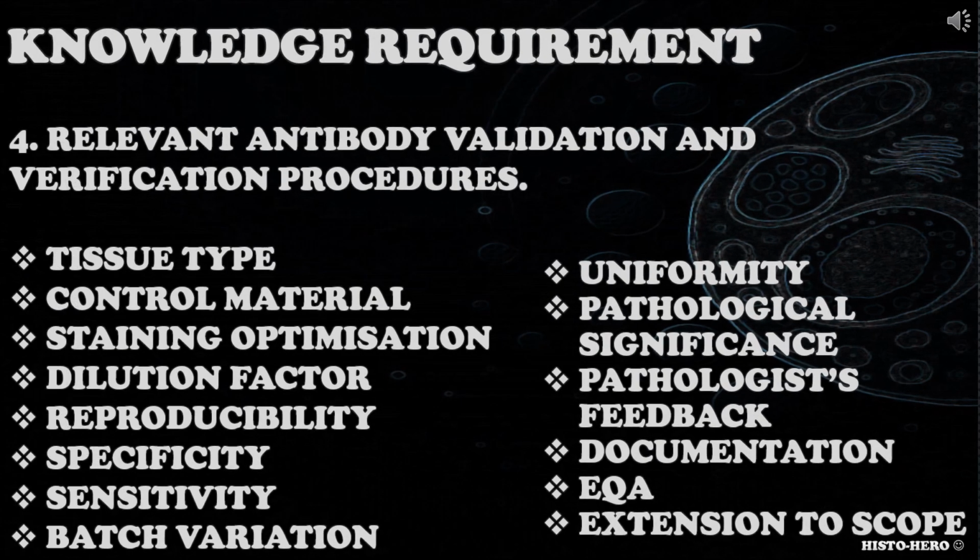The fourth knowledge requirement is relevant antibody validation and verification procedures. Candidate needs to have the knowledge and understanding about antibody validation and verification. You could ask the candidate to name the steps taken during validation and verification, to explain the need for control material, to state the input dilution factor and staining optimization, to explain the role of feedback during verification and validation process, to list the relevant documentation, extension to scope and so on.